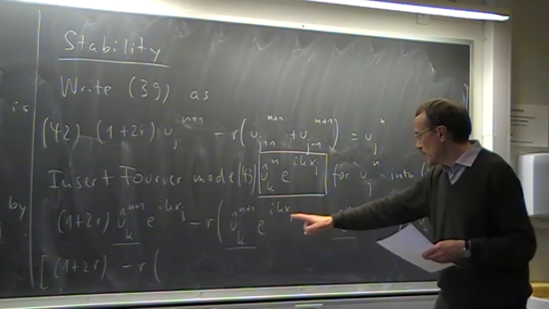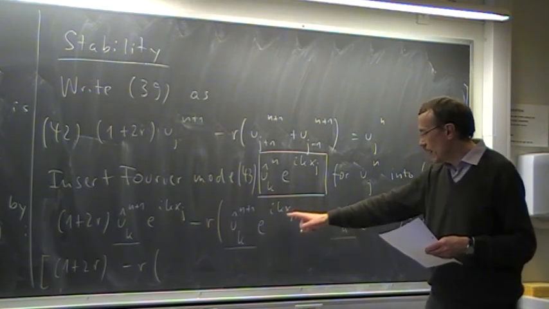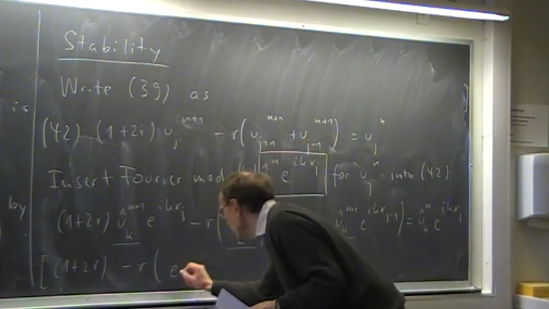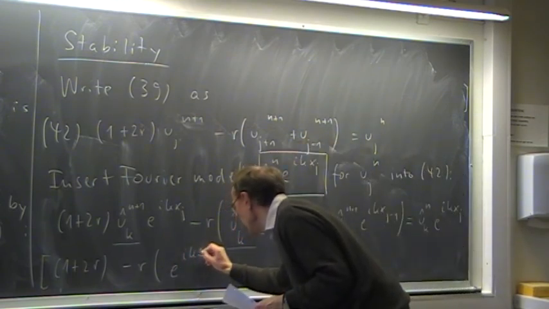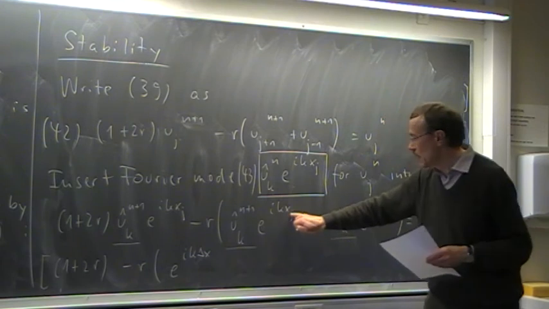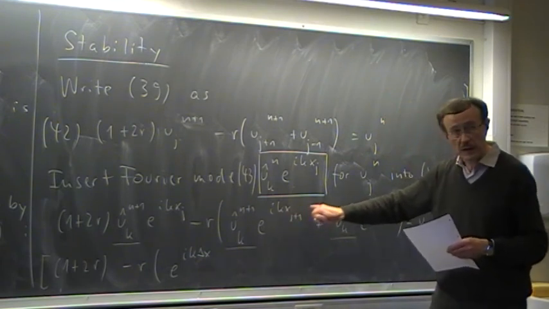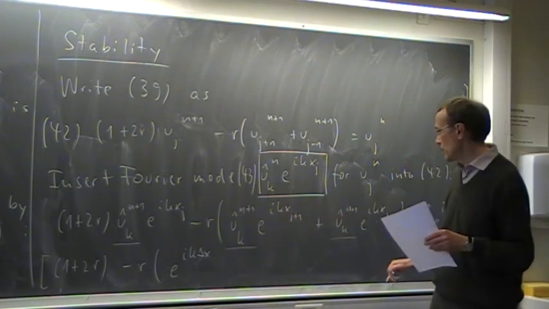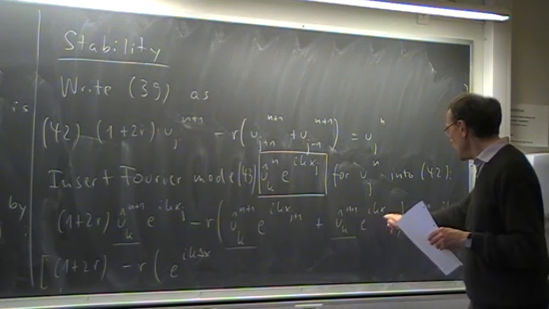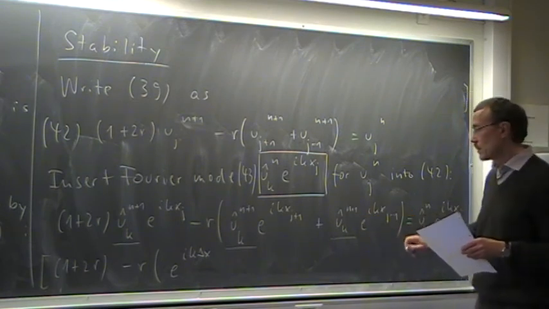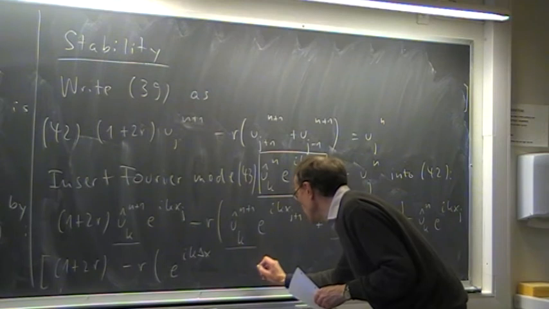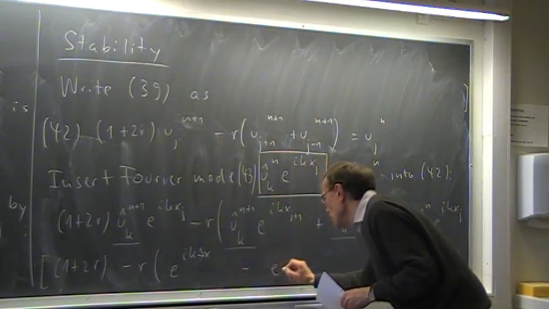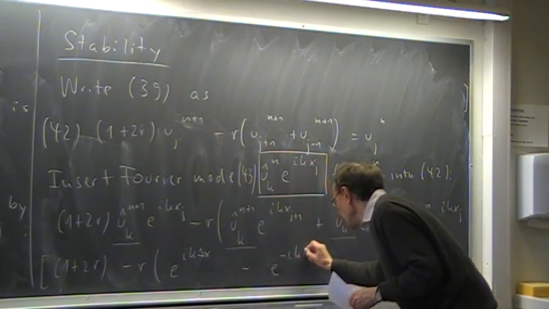This is factorized. If we divide by e to the I k x_j, we get from that part e to the I k delta x. Remember, this is x_j plus delta x, and then we can do it in this way. And here we get the similar thing with a minus. So here we get minus e to the minus I k delta x.